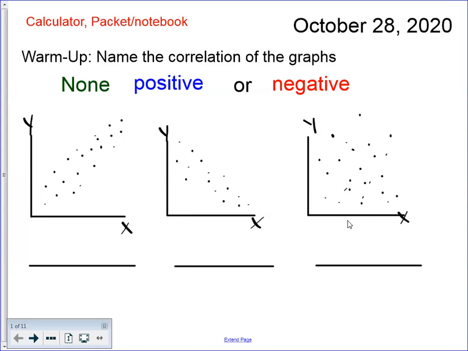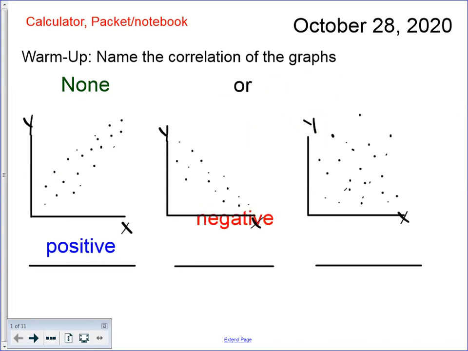Go ahead, I want you to pause this video, and I want you to identify which of these graphs have no correlation, positive correlation, and negative correlation. All right, so the one that has a positive correlation is going to be the first one. The second graph, you should have picked negative. And then the last one has no correlation.